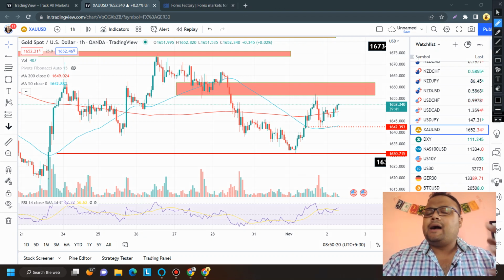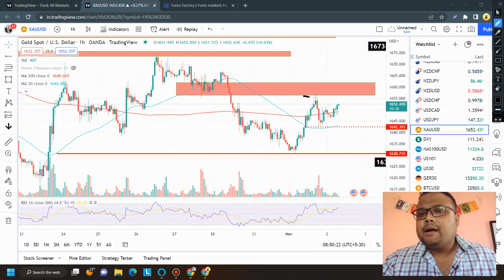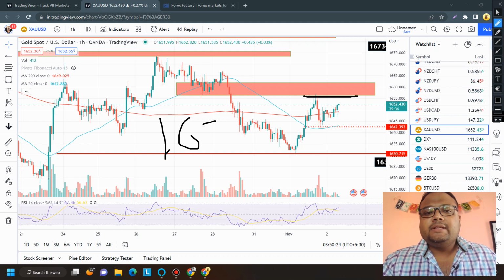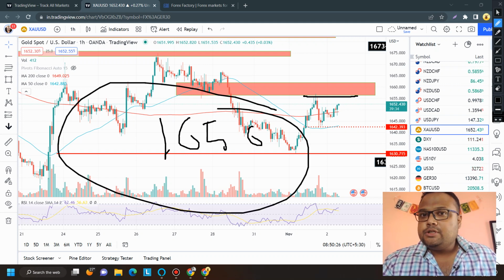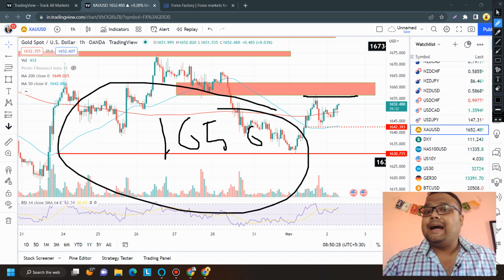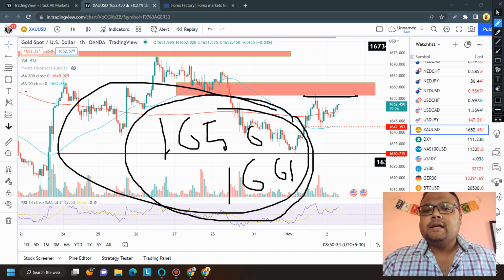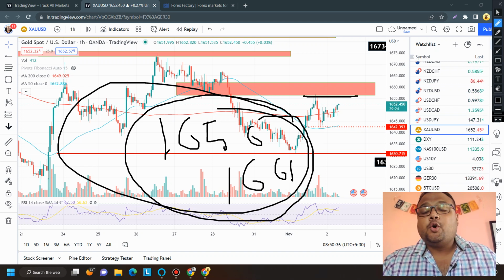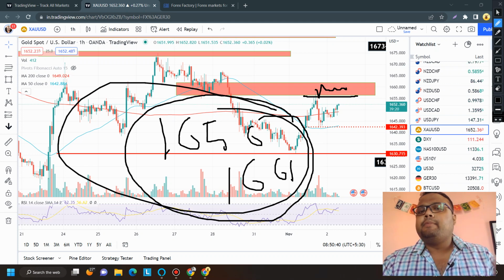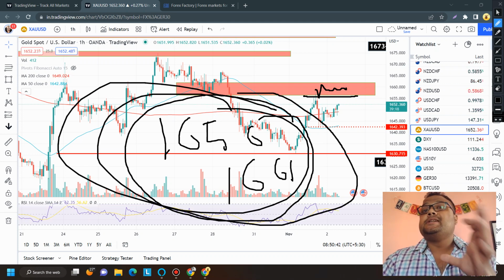Before FOMC, if the market is slow and you see it reversing from 1656, you can take a sell position. But in case it breaks it, then there is a high chance of the market reversing from the 1661 level. Yesterday also I told you this is a whole resistance zone for us. No buying at this level. Try to avoid buying here because this is a resistance zone for us.